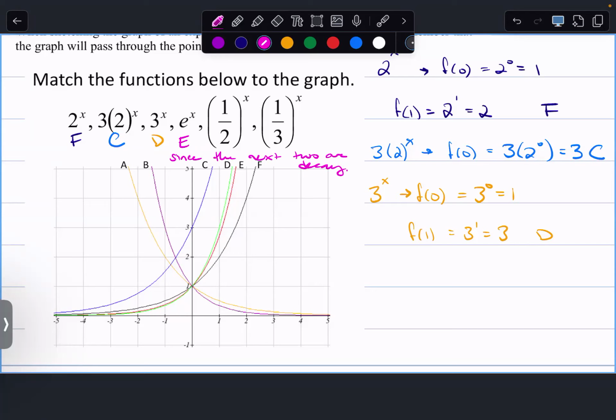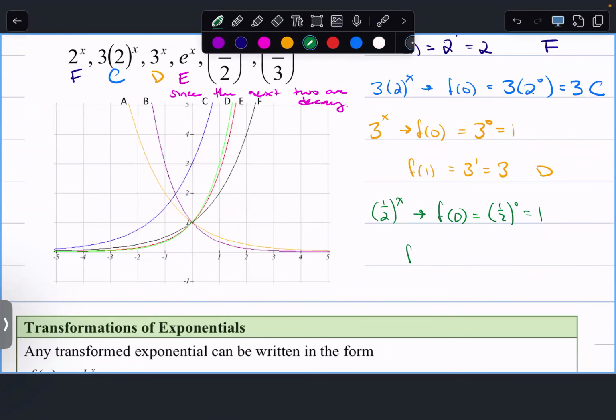Let's try green. If I have 1/2 to the power of x, if I find f of 0, that is 1/2 to the power of 0, which is 1, no surprise, because the remaining two do go through 0, 1. And so we can confirm, but it doesn't tell us anything. But what if we do x equals 1? F of 1 is 1/2 to the power of 1, which is 1/2.